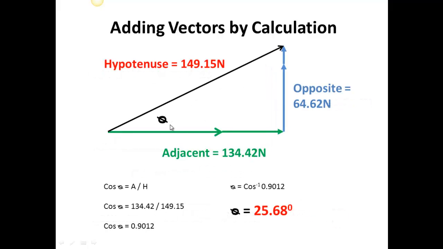We can find the angle using trig. I'm going to use cosine. Cosine of that angle is adjacent over hypotenuse, so it's this value over hypotenuse, which is 134.42 divided by 149.15, gives us just over 0.9. That's the cosine of that angle. So if we want to find the angle, we have to find the inverse cosine of that number. And the inverse cosine of that gives me 25.68 degrees. So my final answer is 149.15 newtons at an angle of 25.68 degrees.